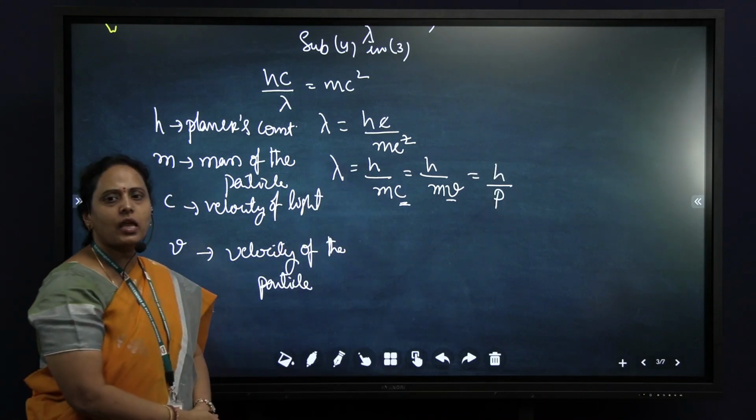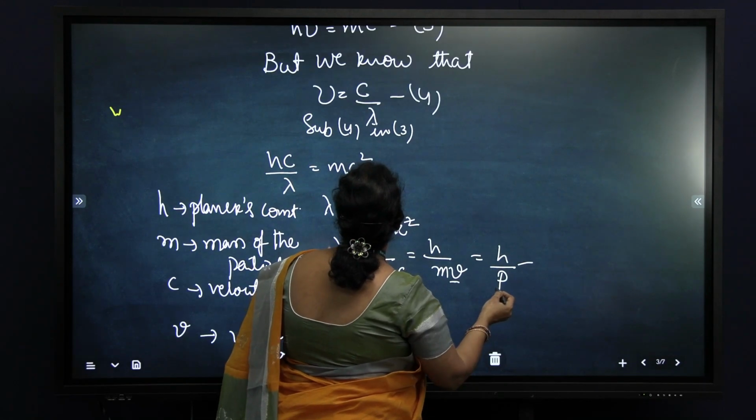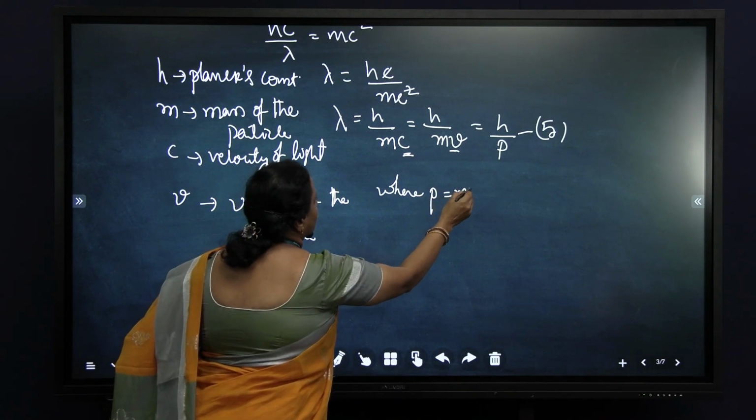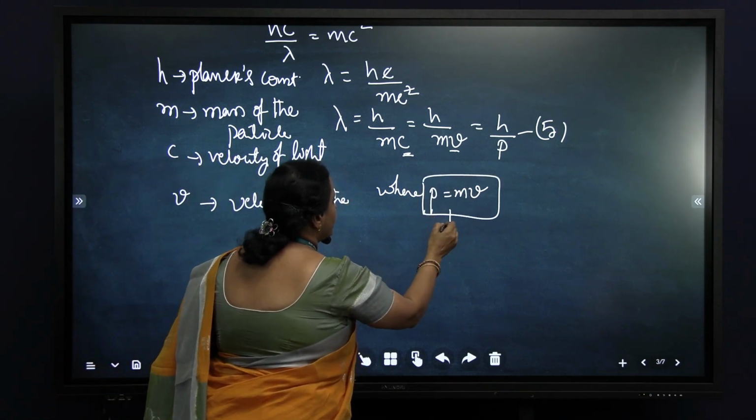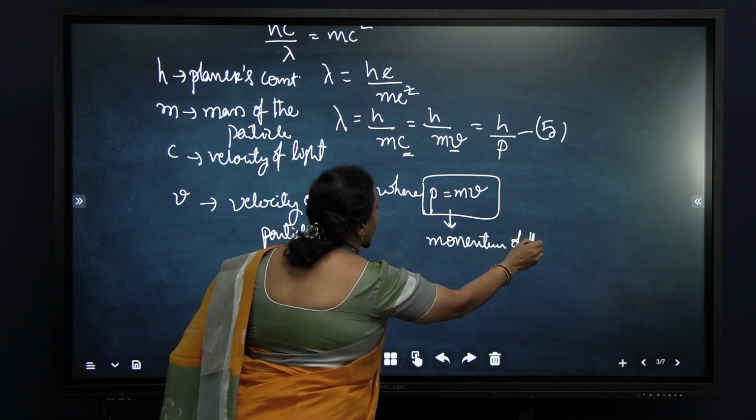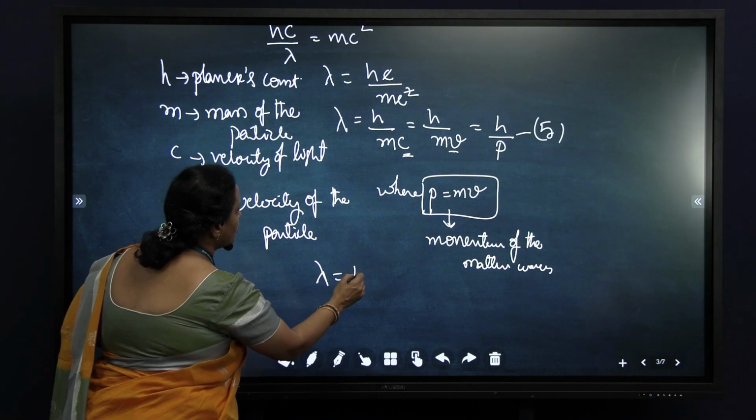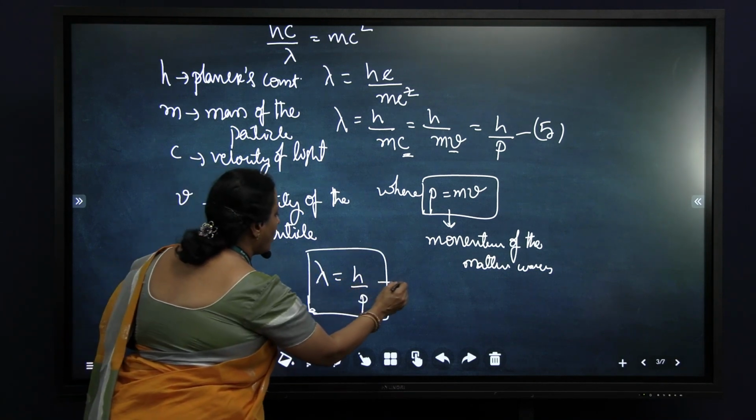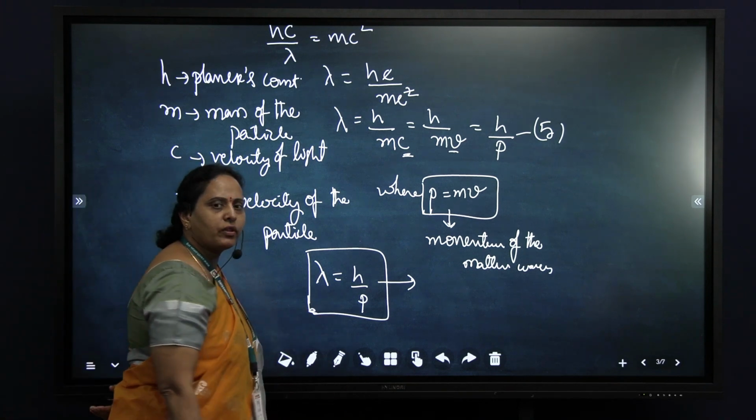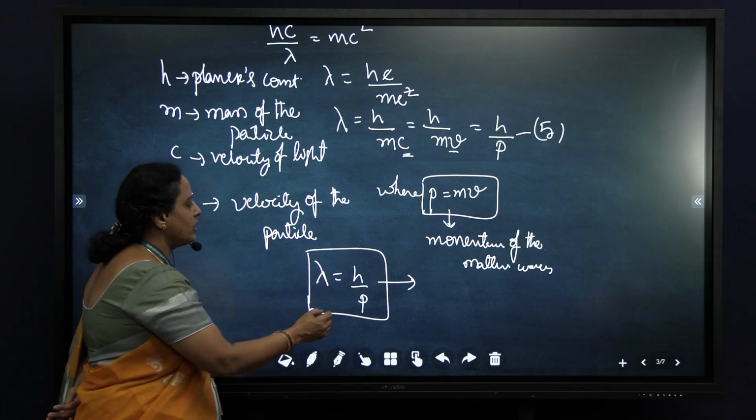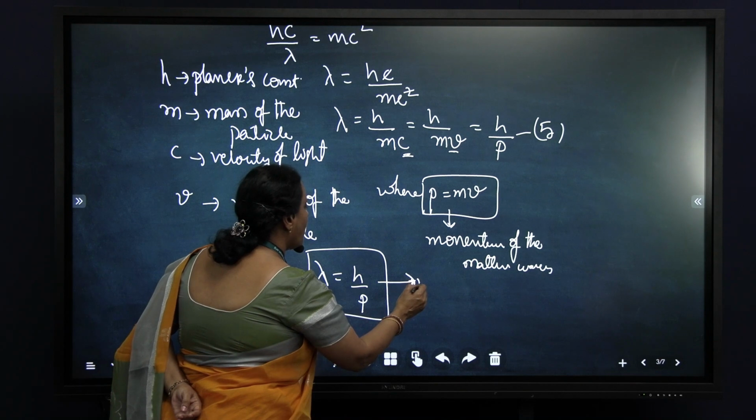Let us make this mv as p and make it expression number 5, where p equals mv, which is nothing but the momentum of the matter. Now what is the final expression for lambda here? Lambda equals h by p. So this lambda is associated with the matter waves. That is, this wavelength is the matter waves wavelength, and this is the expression for the matter waves.